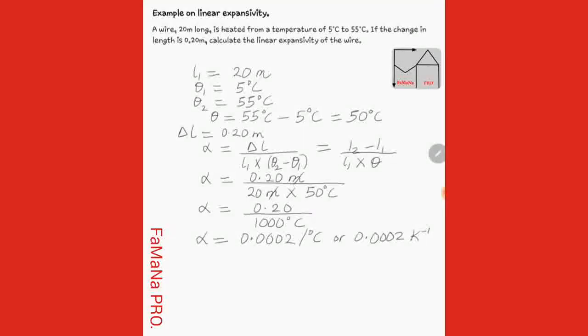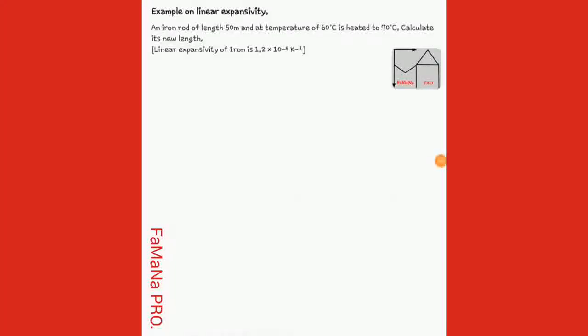So the final answer, that is the linear expansivity of the wire, is 0.0002 per degree Celsius, or 0.0002 per Kelvin. I hope you understand this example.